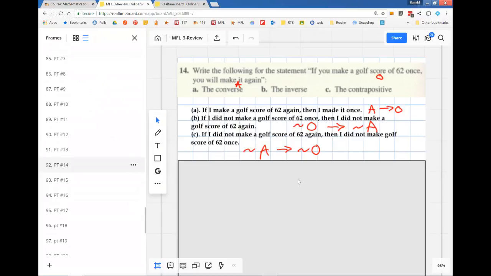Got it. Again, you put that into a sentence, it gets really awkward. If you didn't make a golf score of 62 again, then you didn't make a golf score of 62 once. But anyway, with symbols, I'm trying to show it more simply. Okay, thanks.